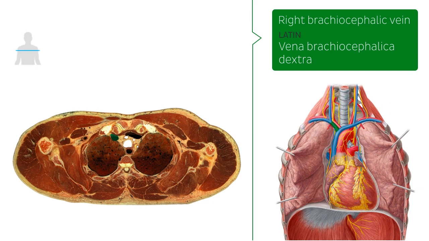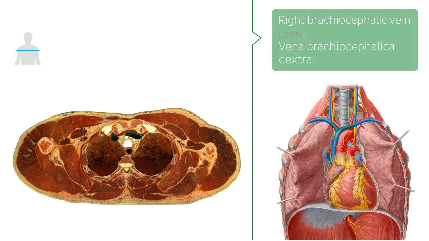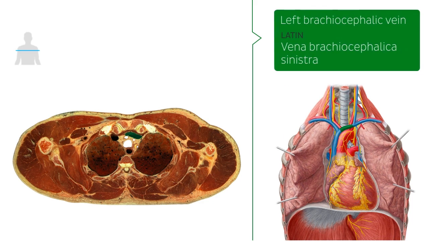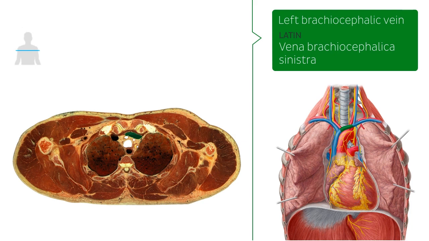And the corresponding vessel to the right subclavian on the left side is called, as you can imagine, the left brachiocephalic vein. And this vein has more of an oblique course, which is why it appears wider than the right vein in this section. And on this image on the right, we can see the right and left brachiocephalic veins joining together to form the superior vena cava.